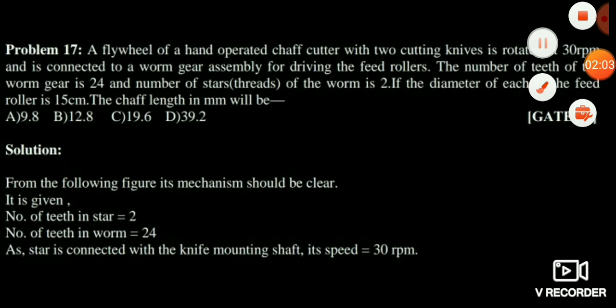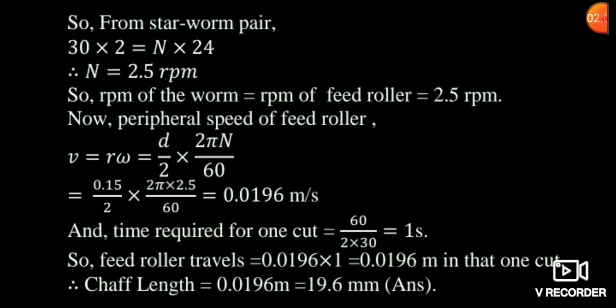This is the logic. Now friends, I think all of you are clear that for the time required for one cut, it is cutting 60 times in 1 minute. So for one cut it will take 1 by 60 minutes. Means it cuts 60 times in 1 minute, so one cut takes 1 by 60 minutes. So convert the minute into seconds, multiply it with 60, and you get the time required as 1 second.